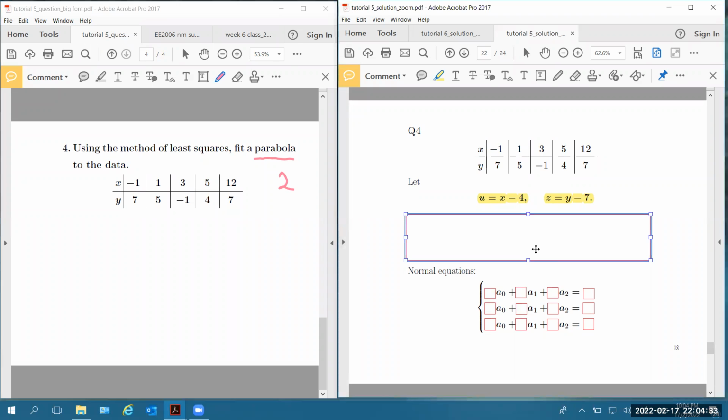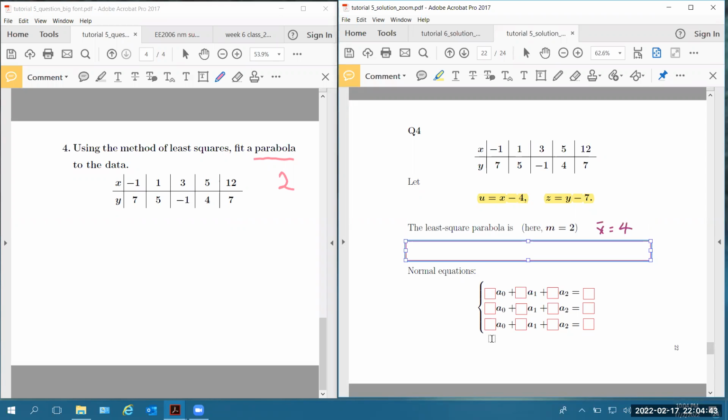I'm going to write down this degree 2 polynomial. So this is actually my new y, like y equal to a0 plus a1x plus a2x squared, just that your x is the new x, your y is your new y. So this is what we have. This is our least square parabola.